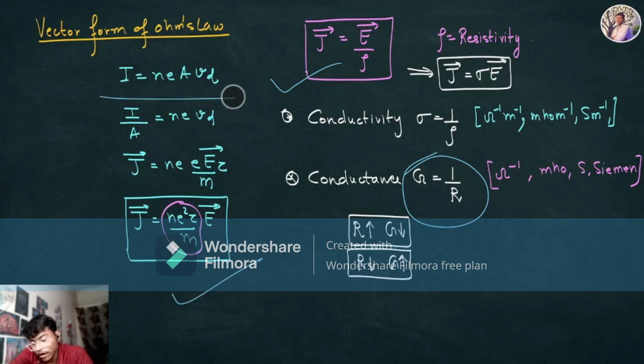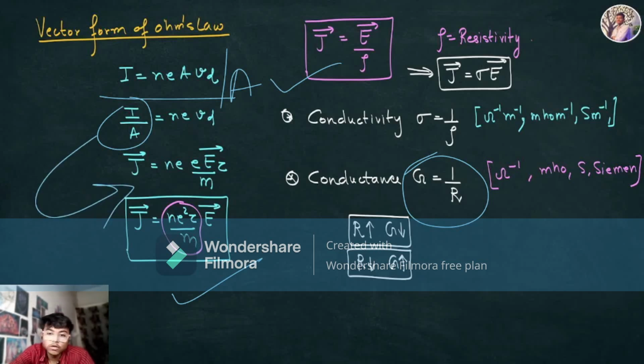So we know I, and if we divide both sides by A, I by A is current density. So there is a new formula coming, and E is e square tau capital E by m.